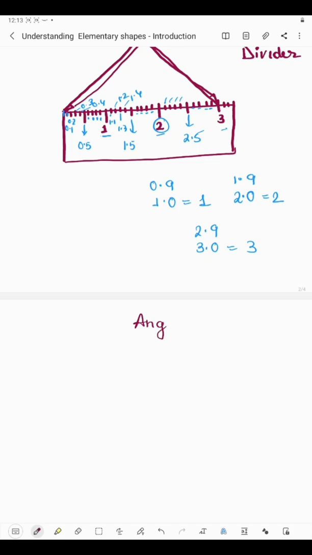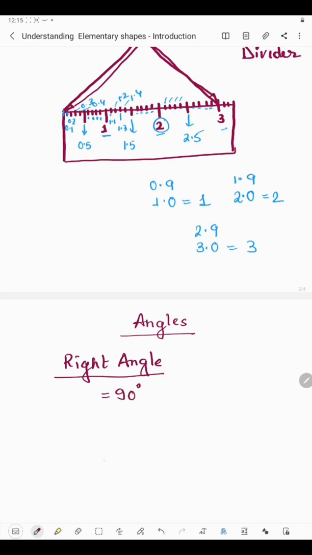Now we will talk about angles. At first we have right angles. A right angle measures 90 degree. So this is the baseline. On the baseline, if you draw any perpendicular line, meaning a vertical line, then it makes an angle which is 90 degree. So this is called 90 degree and this is called a right angle. If you check the opposite side, this is also 90 degree. So this is also a right angle, this is also a right angle.